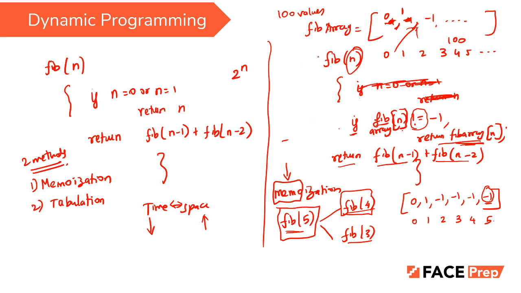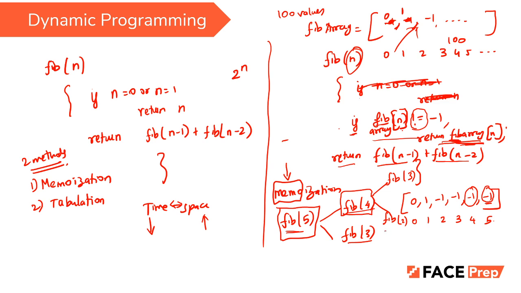So the function will be called, fib of 4 is called. Now fib array of 4 is nothing but again -1. So this will not execute. Right? So this will not return the value here. This condition will skip and this function will call two more functions, which is fib of 3 and fib of 2. Are you guys following this? So far, are you guys following this?